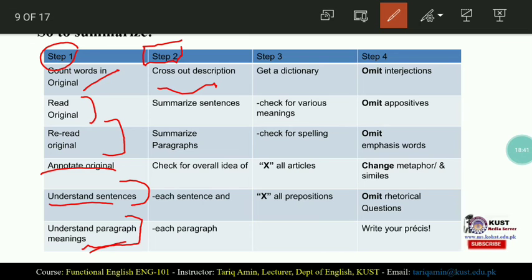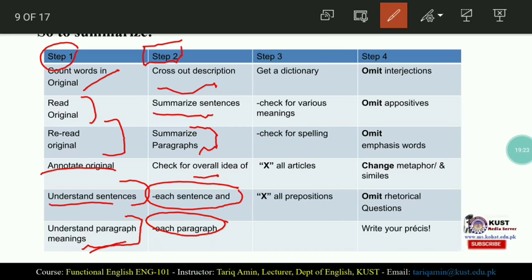And after that, summarize sentences. After you have crossed out the unneeded description, explanation and illustration, you need to summarize different sentences. After summarizing sentences, you would be able to summarize paragraphs. Your paragraphs would be summarized after summarizing sentences. Check for the overall idea. After summarizing the paragraph, you need to check the overall idea of, first of all, each sentence, and after that you need to check the overall idea of each paragraph.